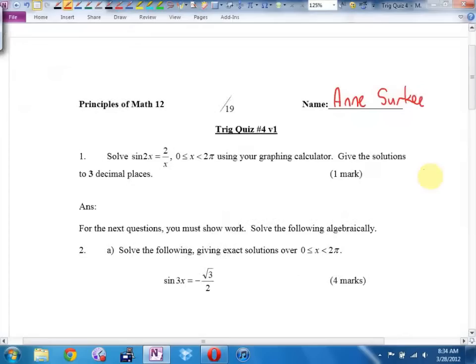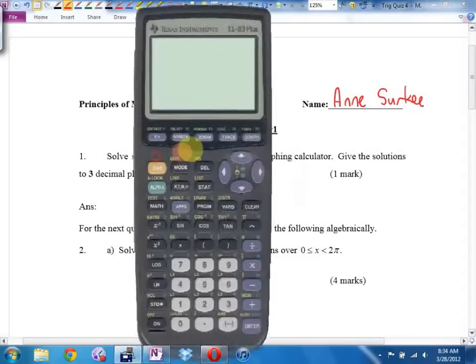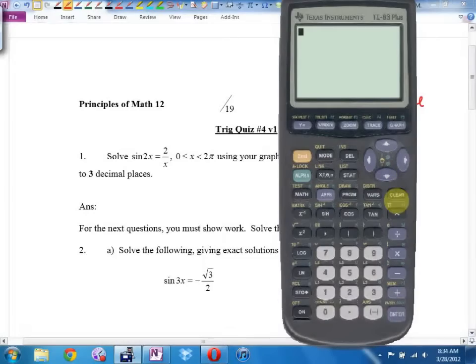So how am I going to graph this? First of all, I'm going to make sure I'm in radians, which I'm not. Remember, those of you that are in Physics 12 or Physics 11 especially, you're often flip-flopping. Graph y1 as sine 2x. Graph y2 as 2 over x. They did give me a domain, so I know my x-min is 0 and my x-max is 2 pi.